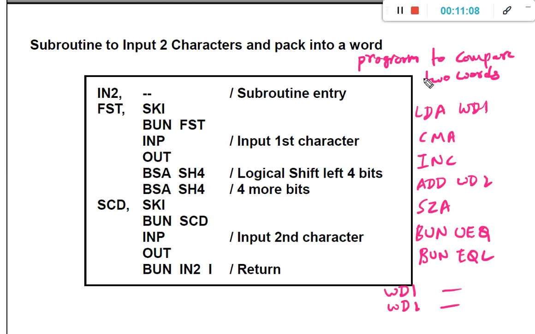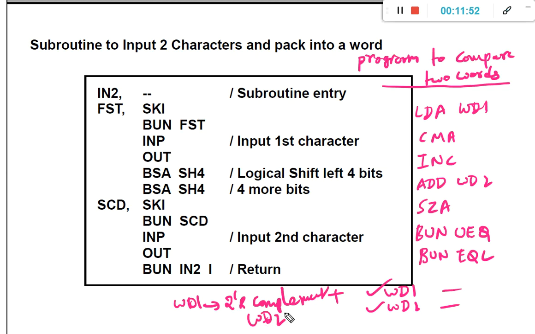So, let us see one more program. This program is to compare two words. How to compare two words? The content is available in word number 1 and word number 2. We need to compare these two words, whether they are equal or not equal. We are going to use an indirect way to compare these two words. We are going to take the first word's 2's complement, and then add this content to word 2.